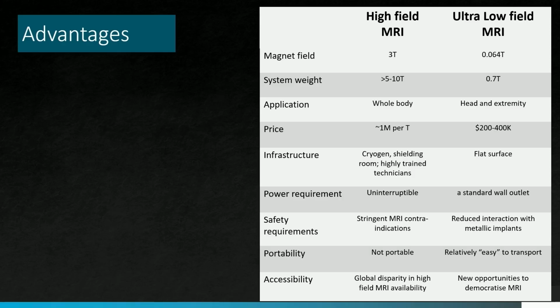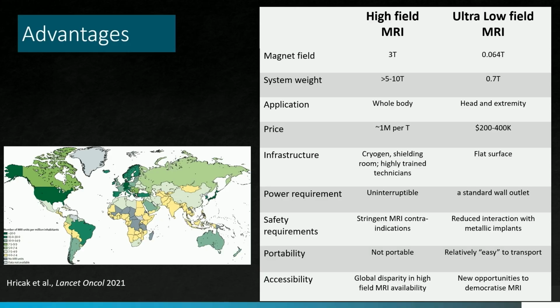In terms of accessibility, on this slide you can see a figure about the availability of MRI scanners across the world, and I hope you can appreciate that there's a really global disparity in the availability of MRI scanners. The gray colors indicate no availability of MRI scanners, and the yellow color indicates only a few MRI scanners are available. So you can really see that there's this high disparity.